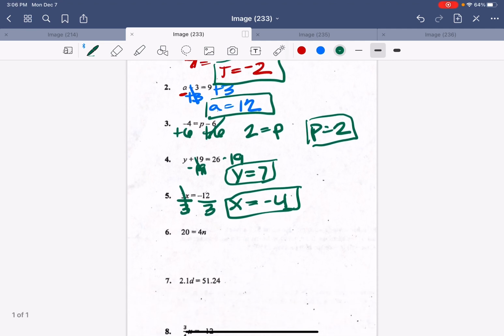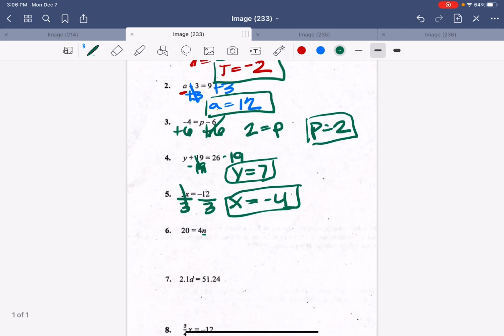And then on number 6, I need to get the n by itself. So I'm going to divide again, because that's multiplying again by 4, to get rid of the 4. So I have to divide the other side by 4, which is 5. So 5 = n, or you could say n = 5 on that one.